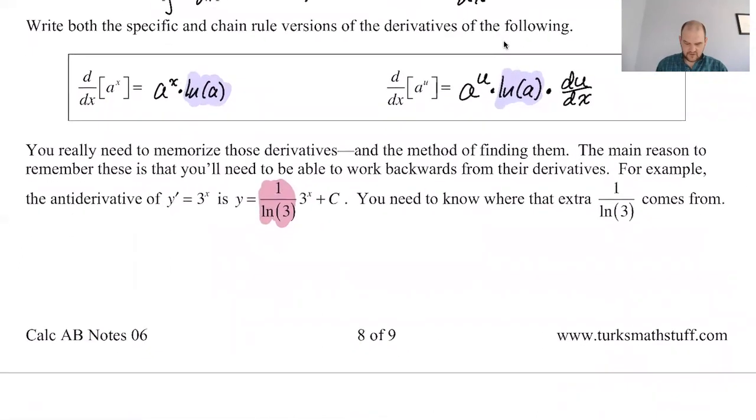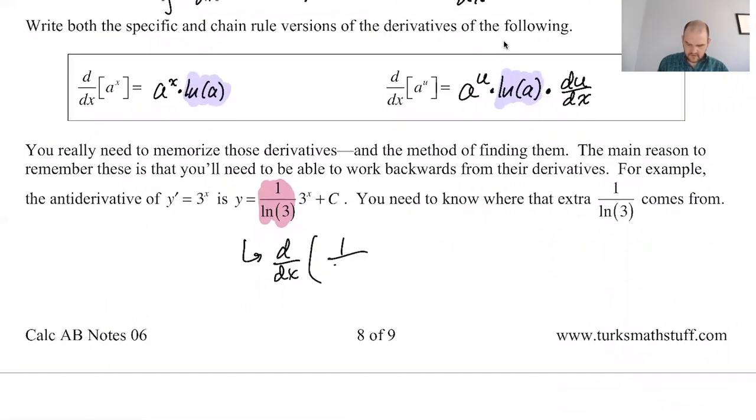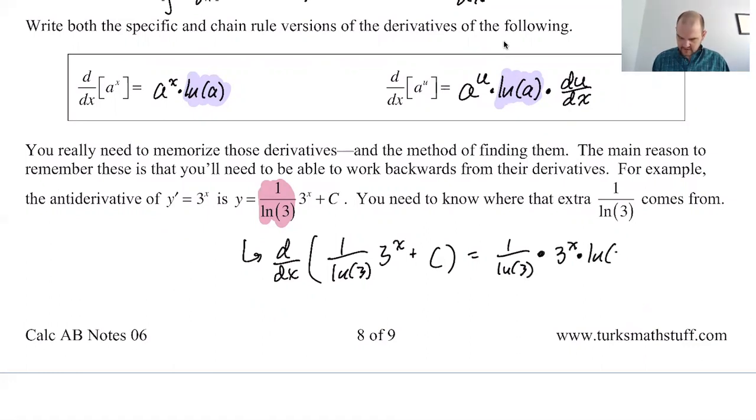Because if I find the derivative of this, 1 over the natural log of 3 is just a number. So that's a constant. We're not going to use a product rule because that's crazy, and we're not going to use a quotient rule because that's crazy, because it's just a constant. So it's a constant multiple. The derivative of 3 to the x is 3 to the x times the natural log of 3, and then the derivative of c is just 0. So this gives me just 3 to the x, which is exactly what we had over here.